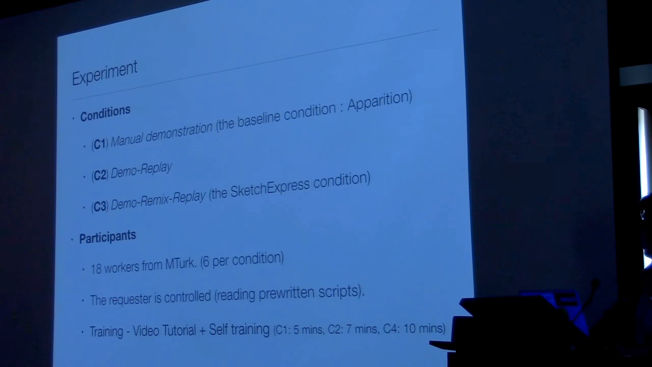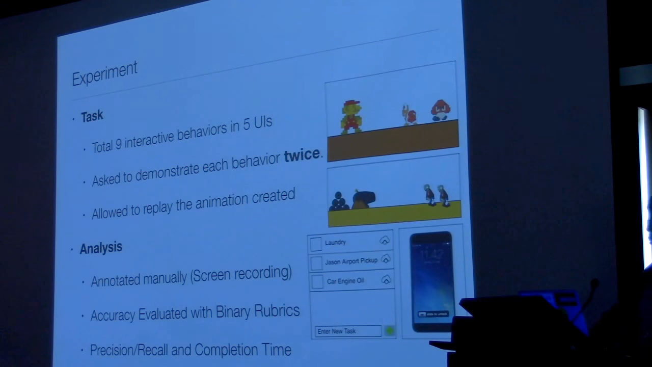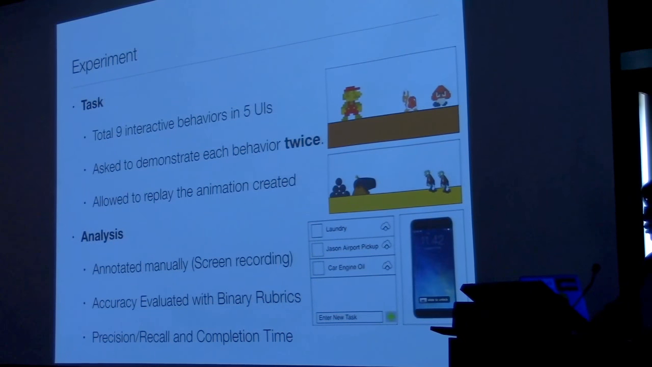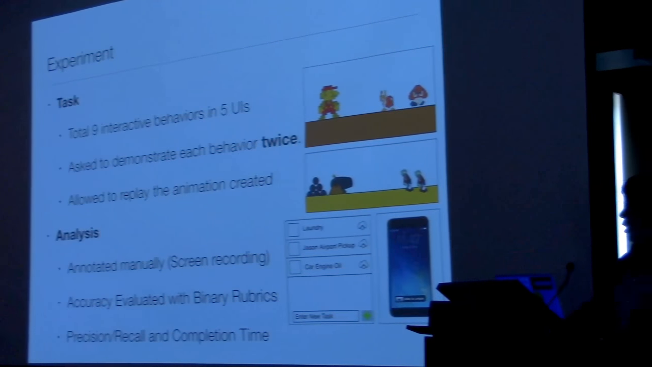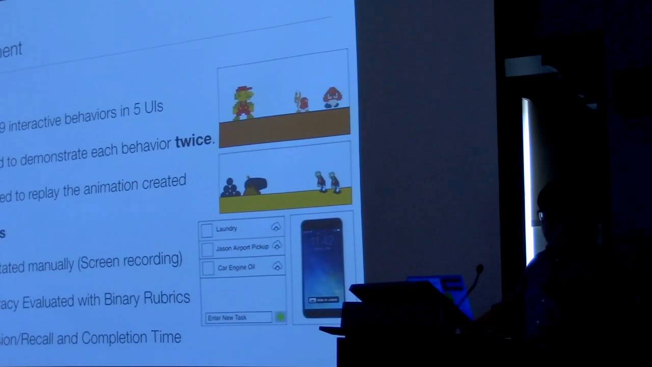And we recruited 18 workers from Mentor. The requester was controlled. Basically, we read a written script to describe the behavior. Then they had a minimal amount of training, a video tutorial and self-training that takes about 10 minutes at most. We then gave them 5 different UIs and asked them to create 9 different interactive behaviors. They were asked to demonstrate each behavior twice because the benefit will come from the replay.